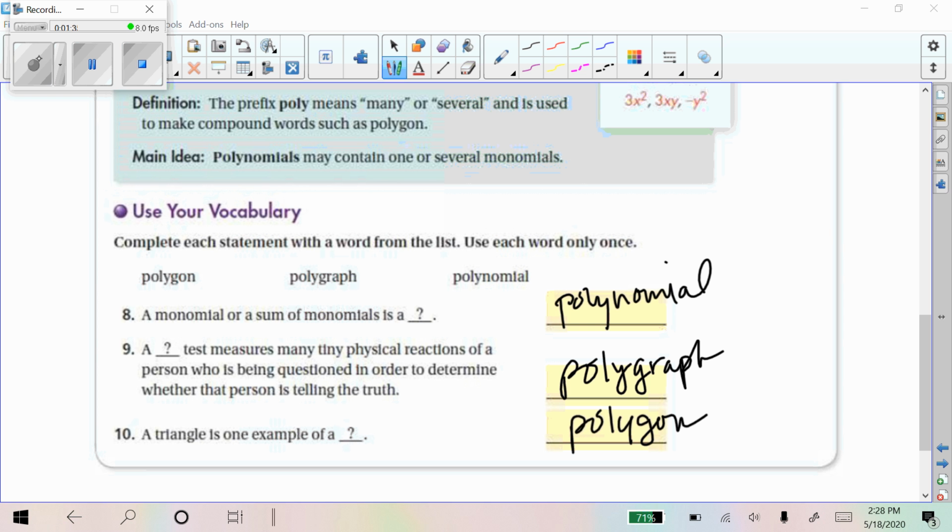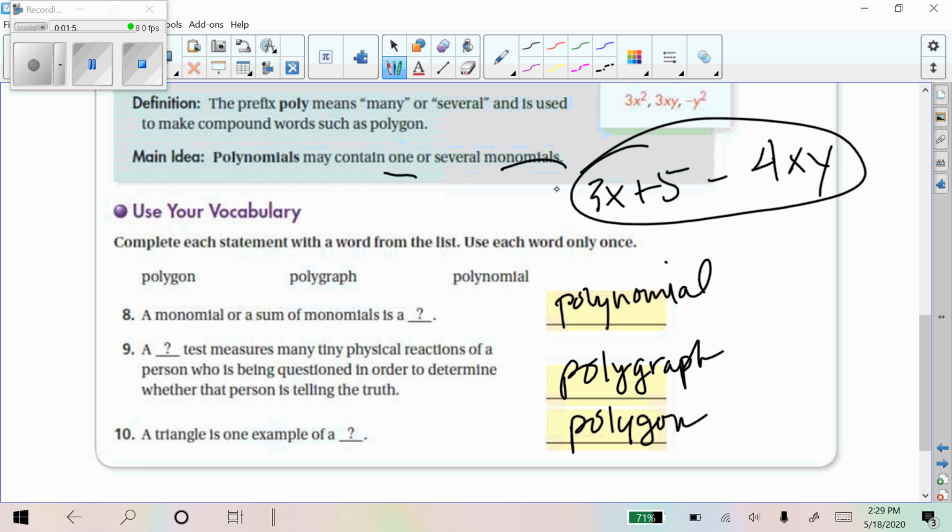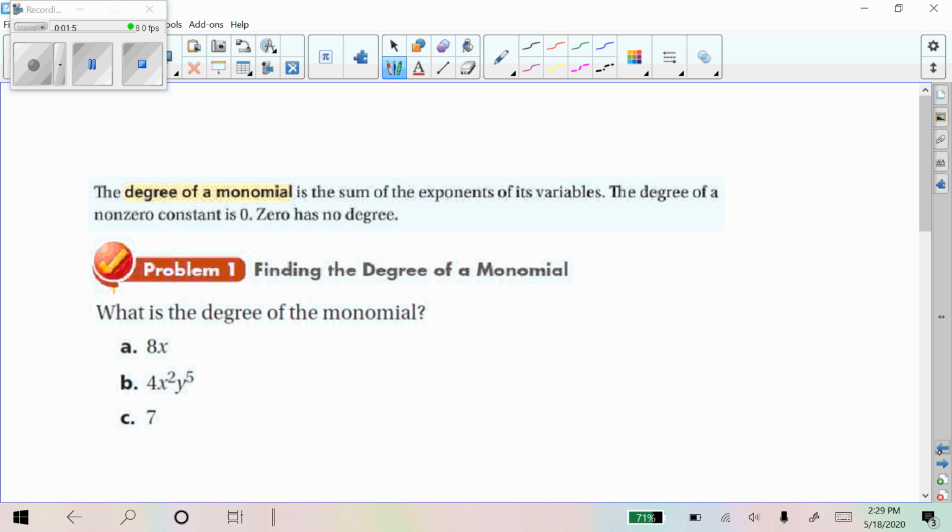So a polynomial is an expression that contains one or several monomials. Monomials are just things like 3x or 5 or 4xy. And if you combine those with plus or minus, then you have yourself a polynomial. All right, so let's look at some.